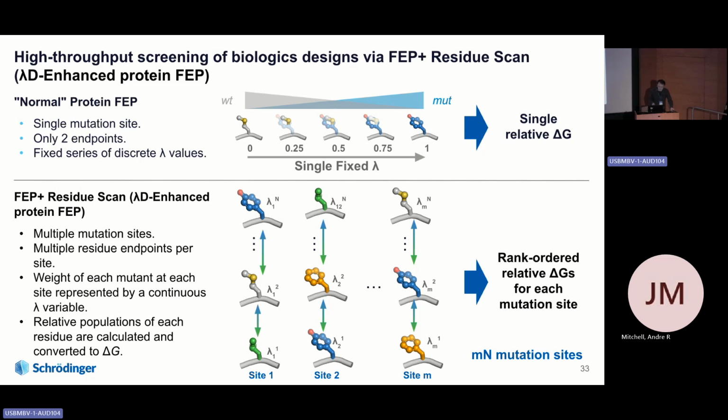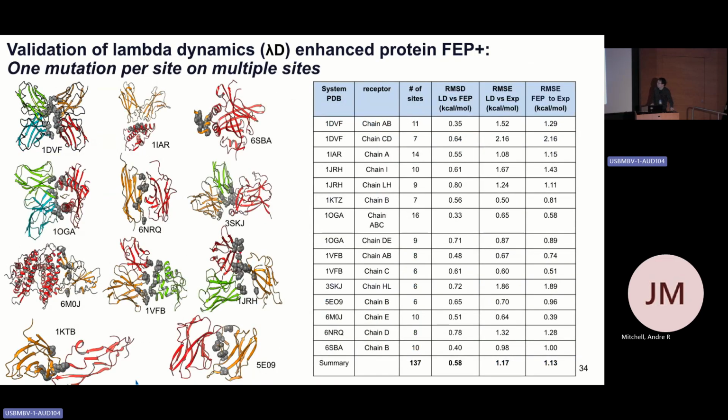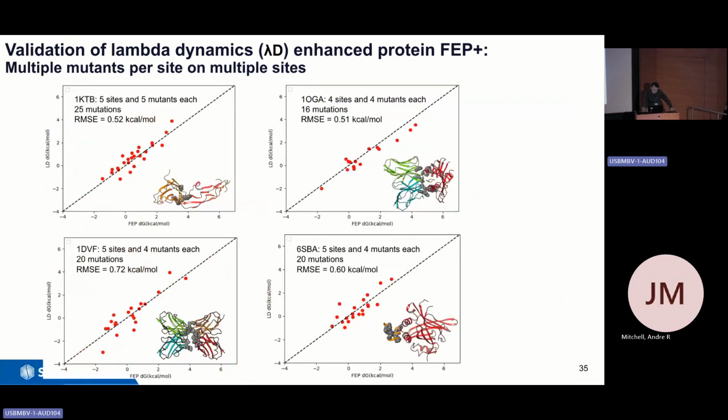I'm not going to spend too much time on the methods here. But in summary, this method provides a significant speedup as compared to protein FEP without compromising accuracy. For example, we have validated this method on a large number of systems, including protein-protein binding and protein thermal stability calculation, and it achieved a similar level of accuracy as protein FEP with only a very small fraction of the time.